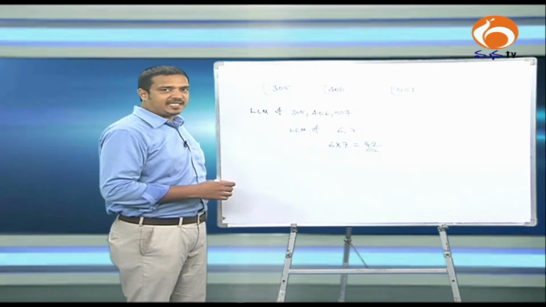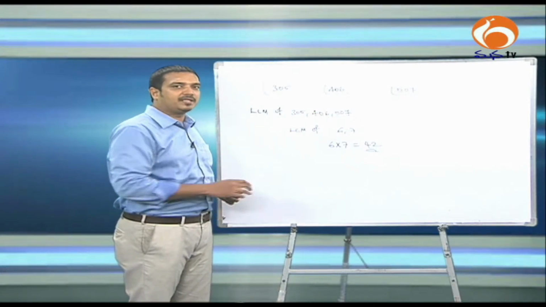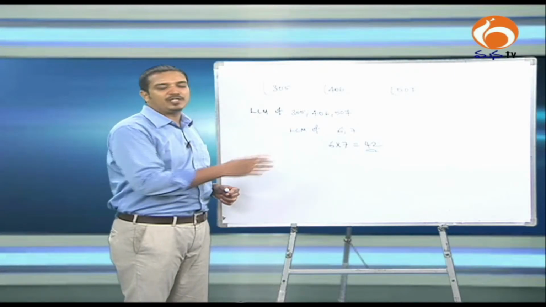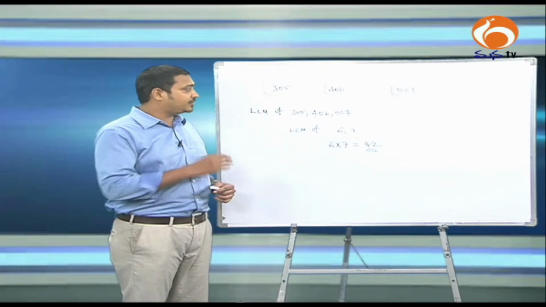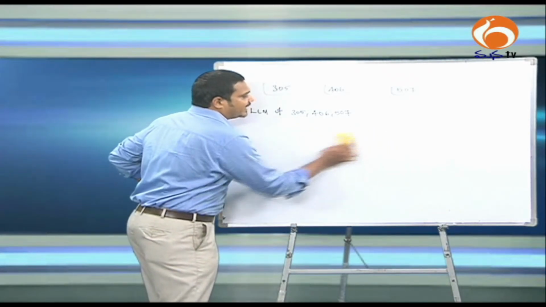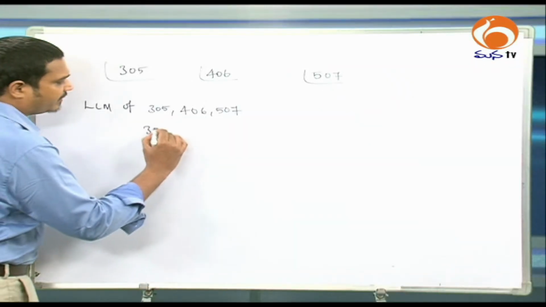Am I right? The same applies here. So LCM of 305, 406 and 507. By observing these three numbers, they are almost like co-primes; they don't have any common factors. It is not possible for us to factorize and do it. In such a case, we directly multiply them. I'm going to execute the same thing here.